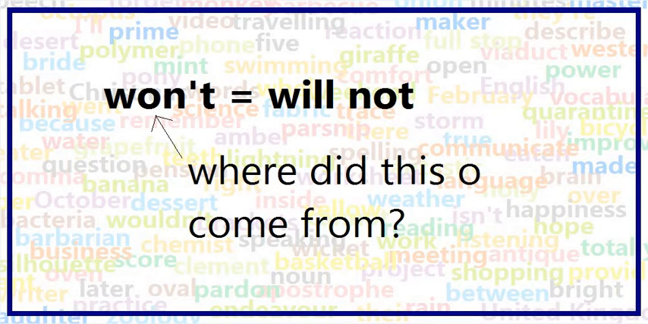A slightly tricky one is won't. This is a very common contraction, so you might already know it. But won't is short for will not. The reason why it's awkward is because it's spelled W-O-N-T. And where did that O come from? Well, we don't know. It's just the way it is. Like so many things in English, there's no reason.